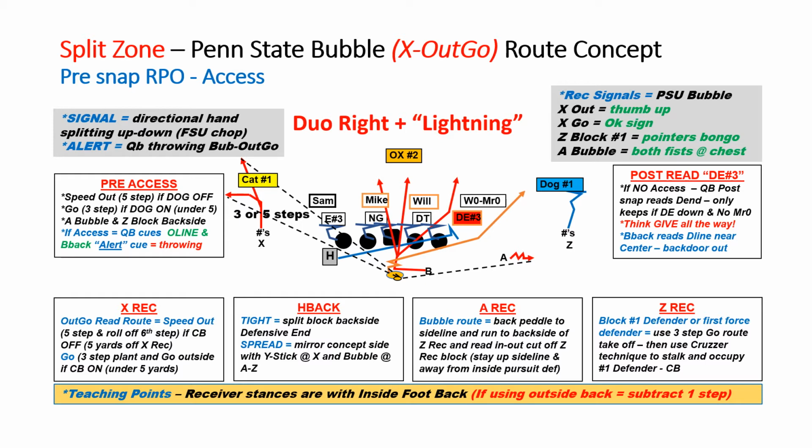What makes this a Penn State bubble is the Z and the A run the bubble, and they're always locked into those routes regardless of 2x2 or 3x1. That's the simplicity we like of this. And the X then is always running an out-go. If the corner is more than 5 yards off as he releases, he'll run a 5-step speed out. If the corner is less than 5 as he takes off, then he's going to plant on his third step hard and run a go route.